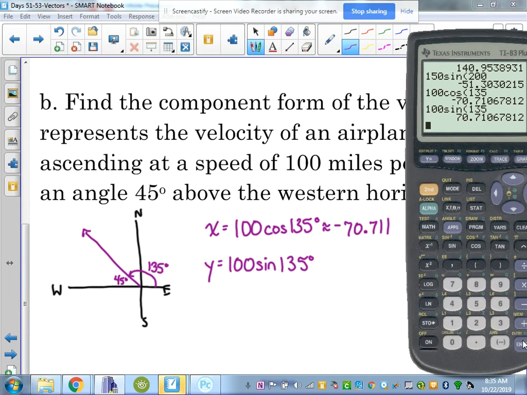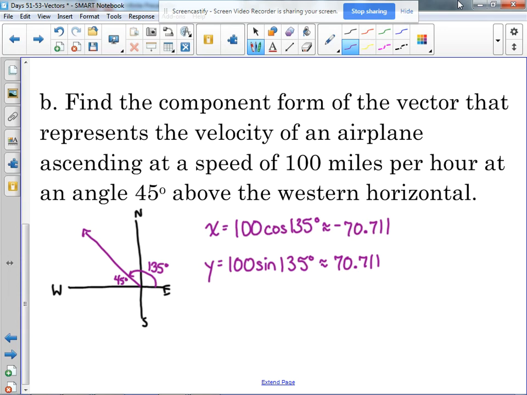Okay, the y component's 100 sine of 135, and that should be positive because we're in the second quadrant. Notice they're the same number. One's negative, one's positive, but think about the angle. 45 degrees, you're exactly in the middle of the quadrant. You're at that halfway point, so it makes sense that your x and y components are the same value. Just one's negative because of our orientation. All right, any questions there?